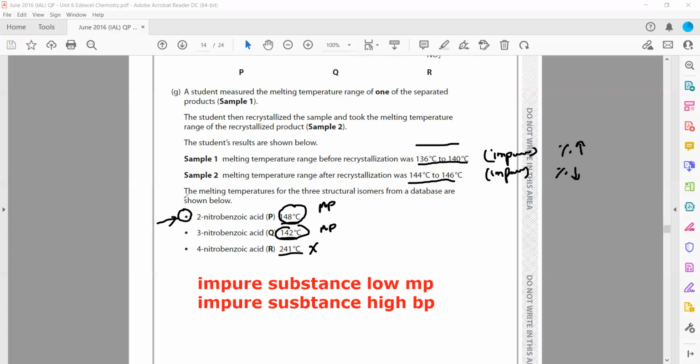Why not Q? Because you can see 142 is there. Pure Q has a melting point of 142. But this temperature is one less than 142, while this is more than 142. So it means it is not substance Q, because whenever impure substances are there, the melting point is always lower than the pure substance.